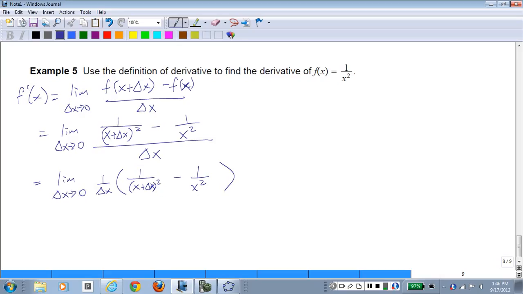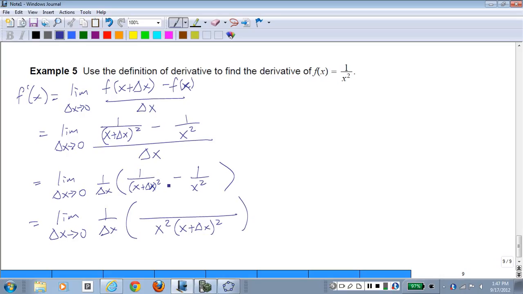Should kind of feel like what we did last time. At this point, we had the difference of two fractions, and we got a common denominator, and we subtracted the fractions. Going to do that same thing here. So it's going to be the limit as delta x approaches 0 of 1 over delta x times, well, the common denominator is the product of the denominators. I think I'll write it this time: x squared times x plus delta x quantity squared.